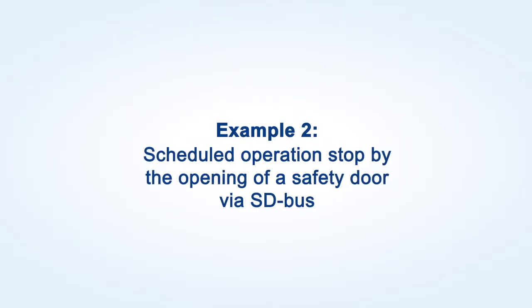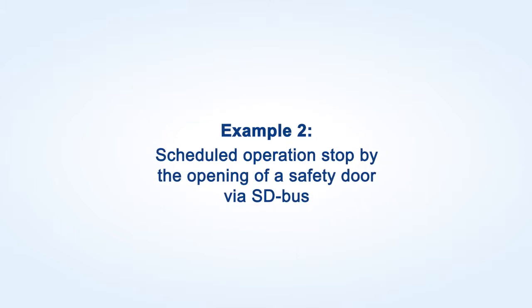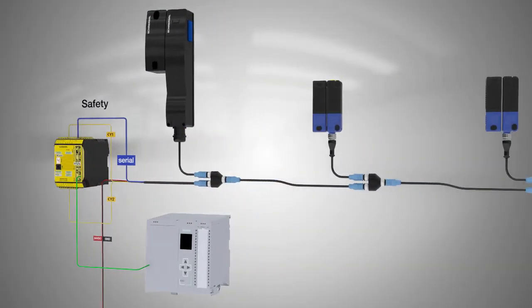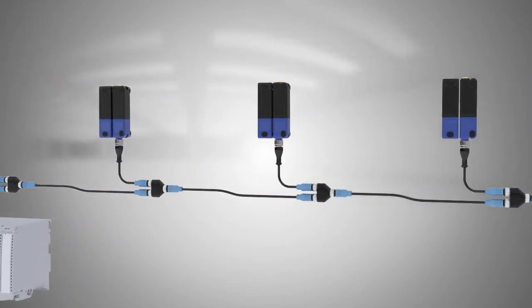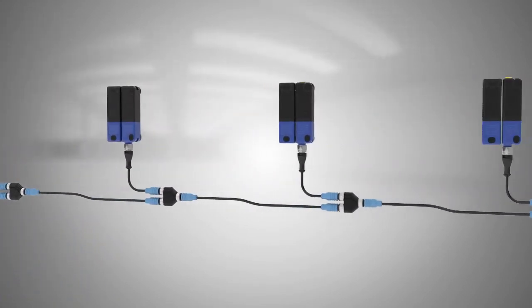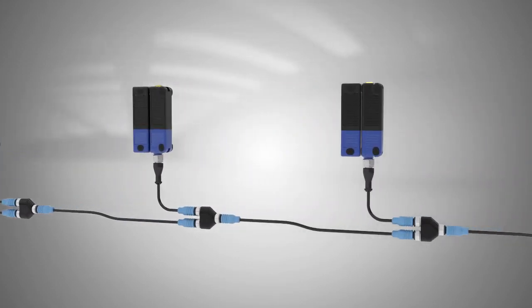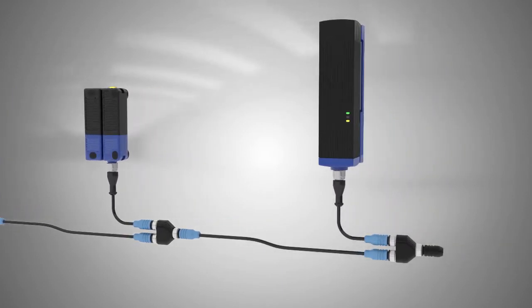Example 2. Scheduled operation stop by the opening of a safety door via SD bus. The SCHMERSAL developed SD bus protocol allows the series connection of safety sensors at the highest safety level and full diagnostic capability. The SD bus connection is optional, depending on the variant, already integrated in the safety controller.